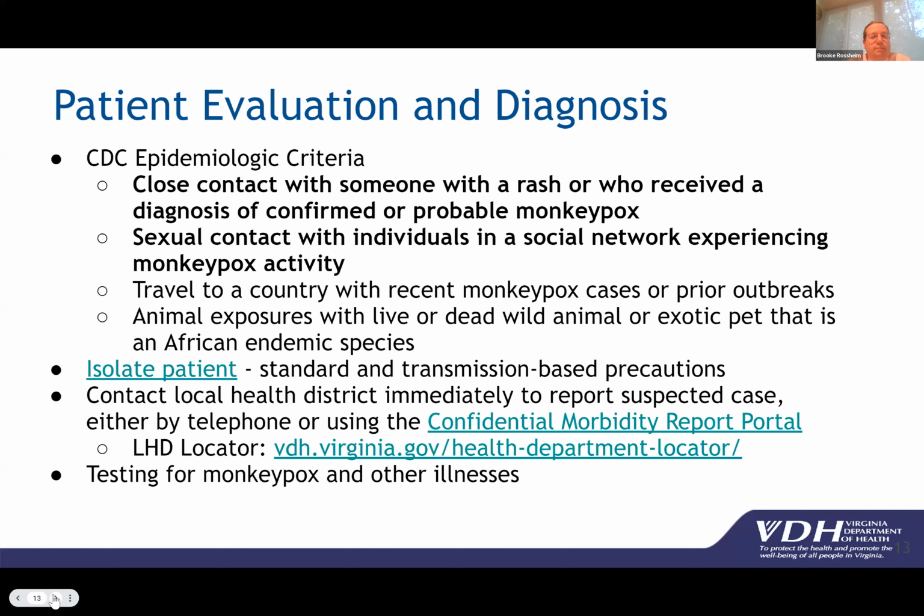You can also submit a confidential morbidity report through the portal, and you see the link there. We've also put in the slides a local health department or LHD locator, so that will show you all the health department locations in the state. And of course, you want to test the patient for monkeypox and other illnesses. Next slide.